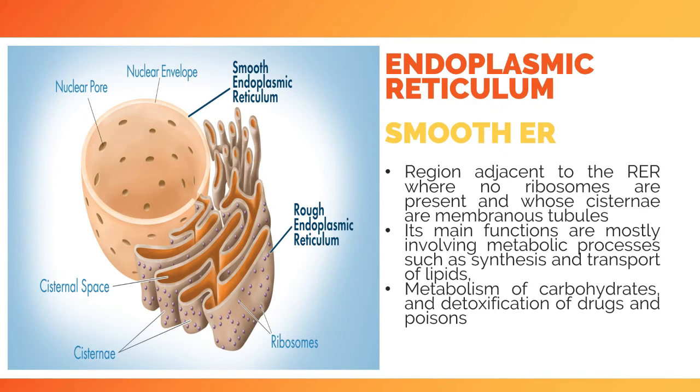Next, we have the smooth endoplasmic reticulum. It is the region adjacent to the rough endoplasmic reticulum where no ribosomes are present and whose cisternae are membranous tubules. Its main functions mostly involve metabolic processes such as synthesis and transport of lipids. Also, it functions for the metabolism of carbohydrates and detoxification of drugs and poisons.